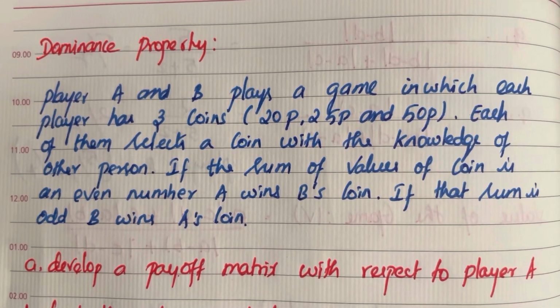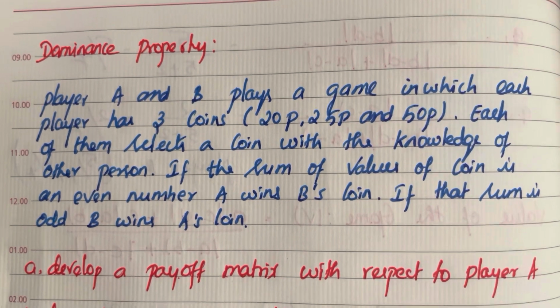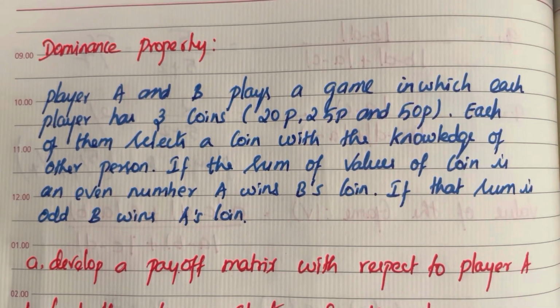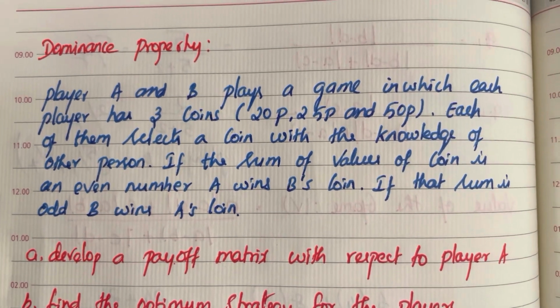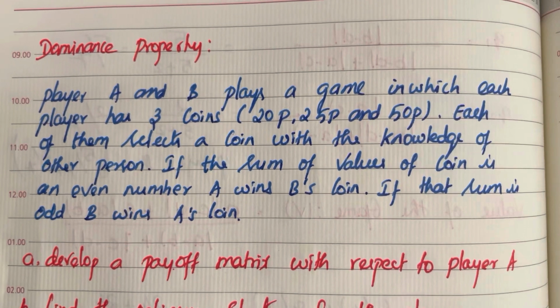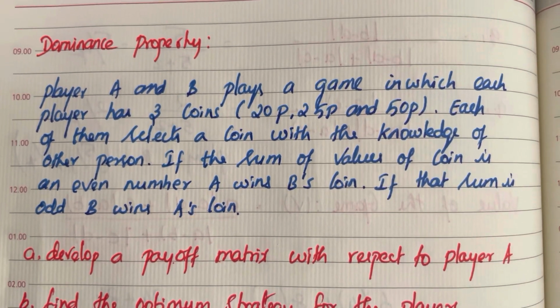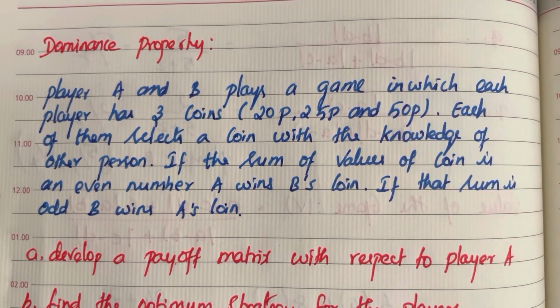Player A and player B play a game in which each player has 3 coins: 20 paise, 25 paise and 50 paise. Each of them selects a coin with the knowledge of the other person. So they have 3 coins, 20 paise, 25 paise and 50 paise.